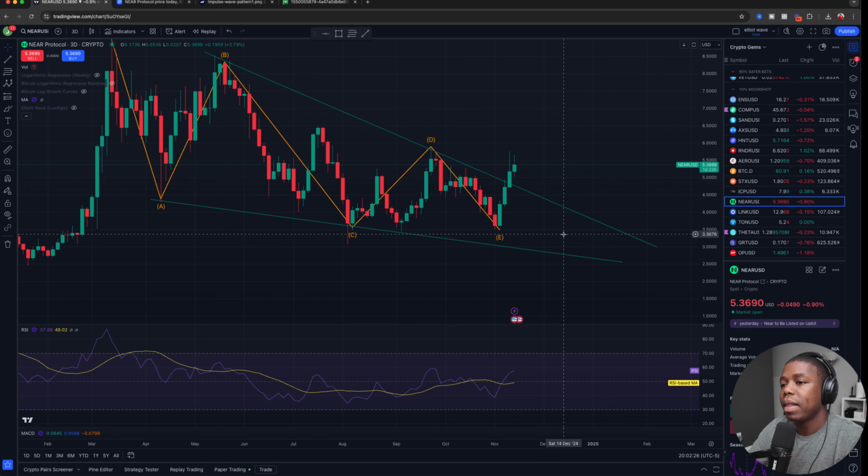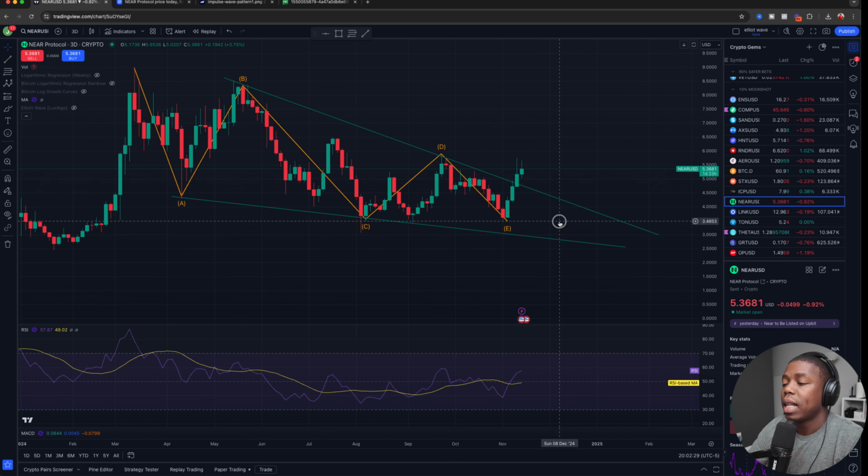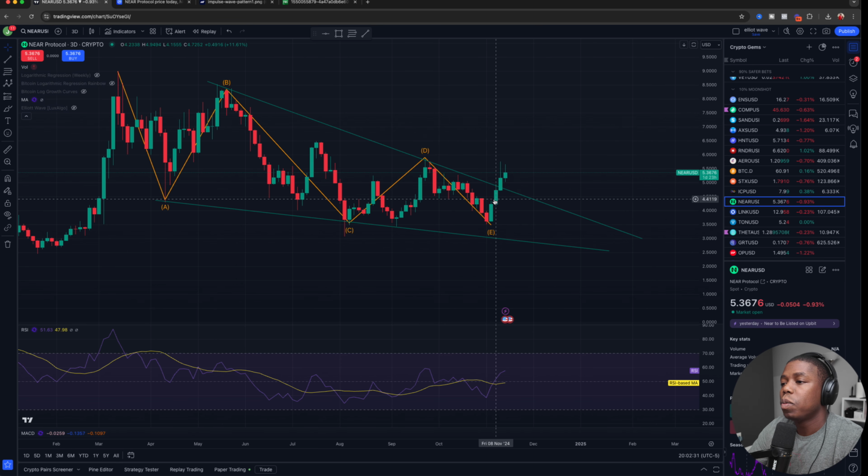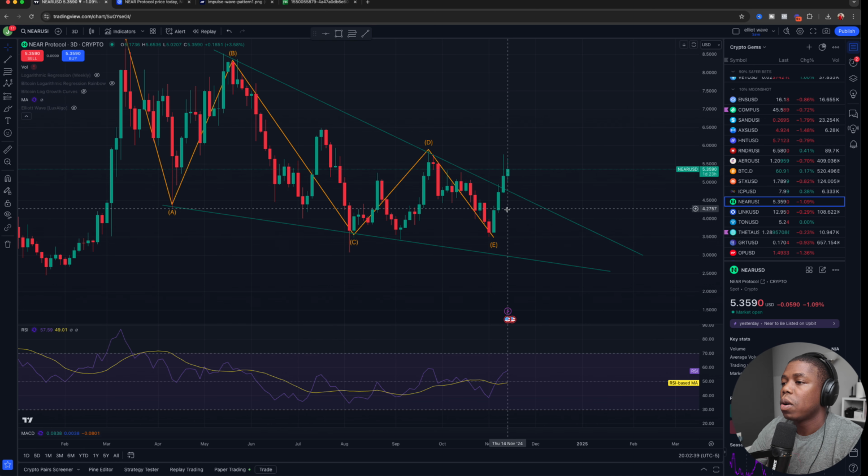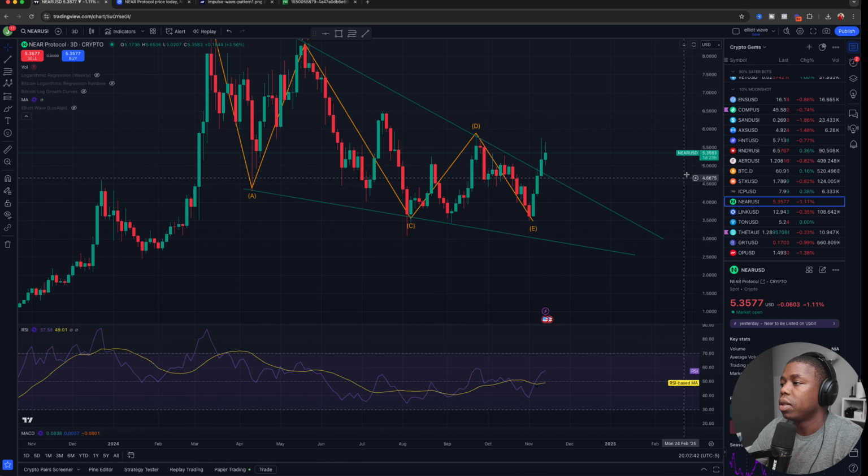Doesn't always happen that way. That's not a 100% rule, but when we see this happen towards the end of a pattern or near support, and we get this engulfing candle, that's usually a good sign. So I like the way that this looks.